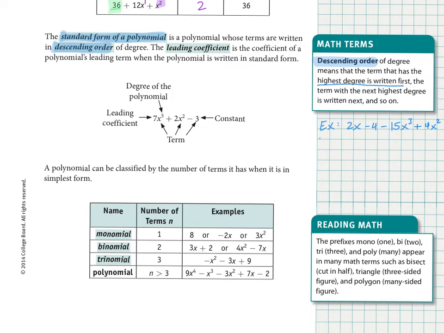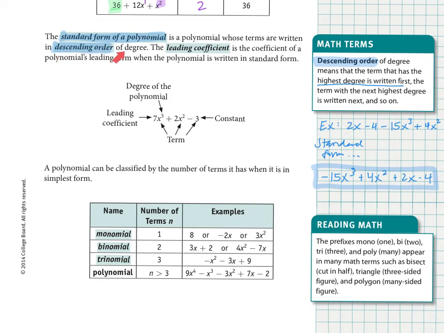All right, so we want to put this in standard form. We have to pick the term with the highest exponent. That's -15x cubed. The next is adding 4x squared, then adding 2x, and subtracting 4. So this is going to be our standard form. Now that we got to practice that, let's look at our next vocab word.